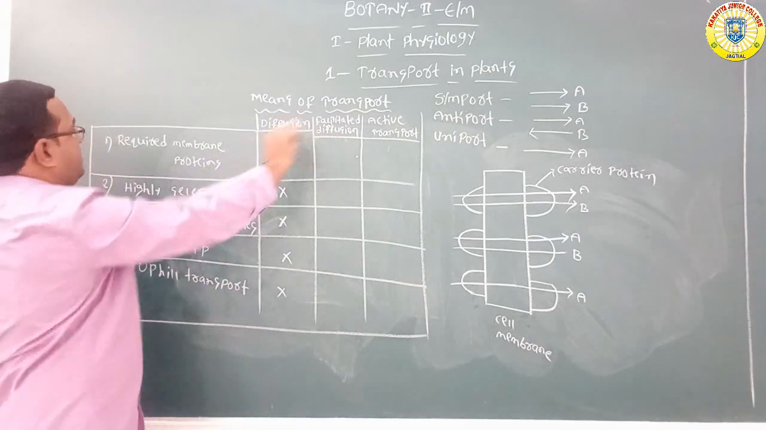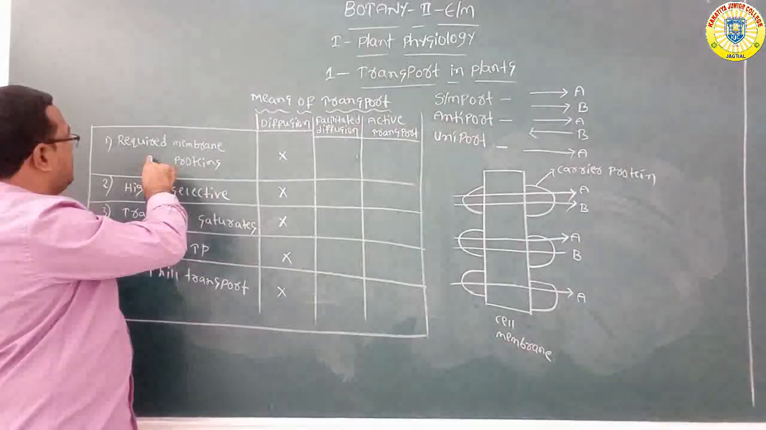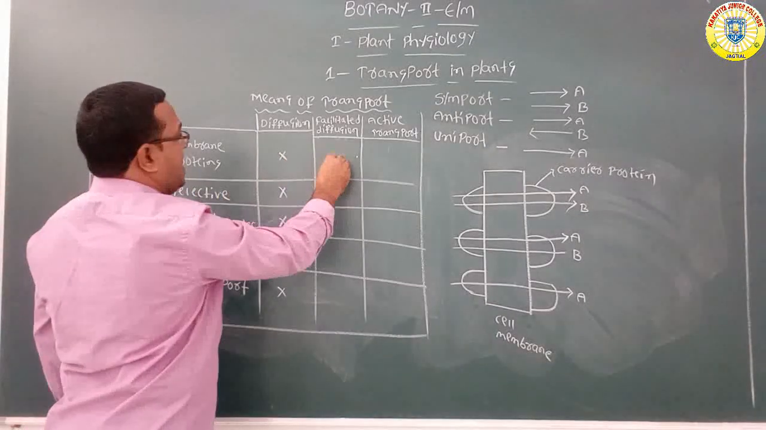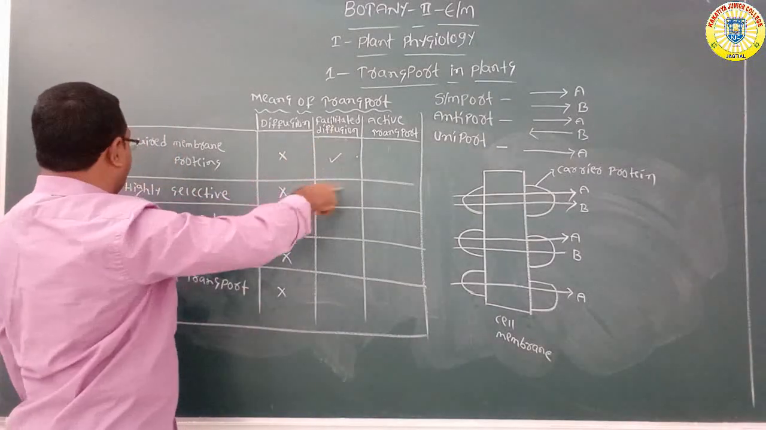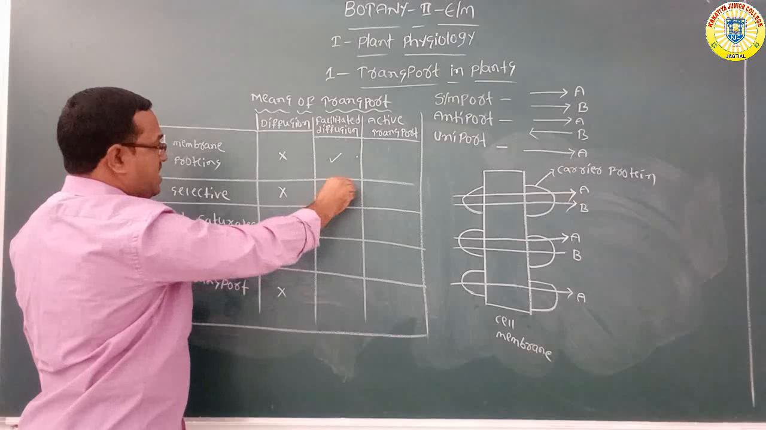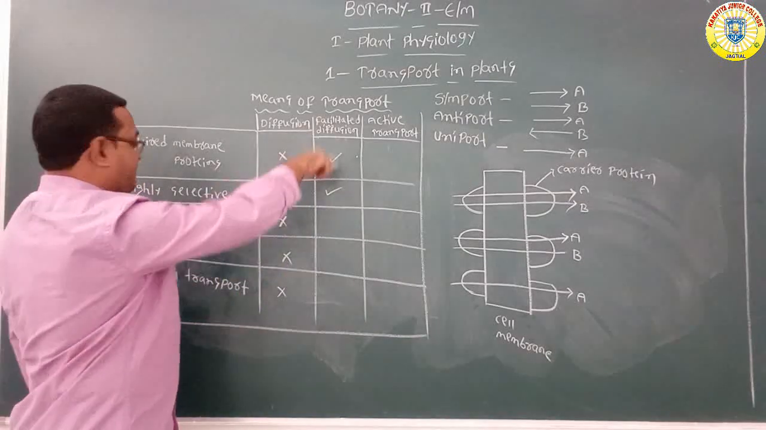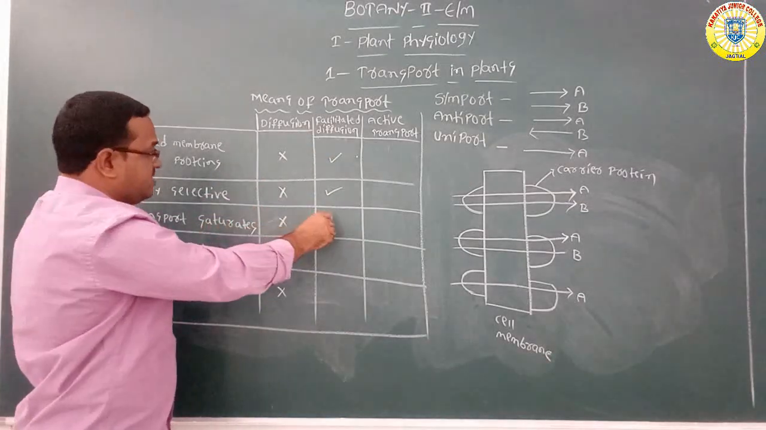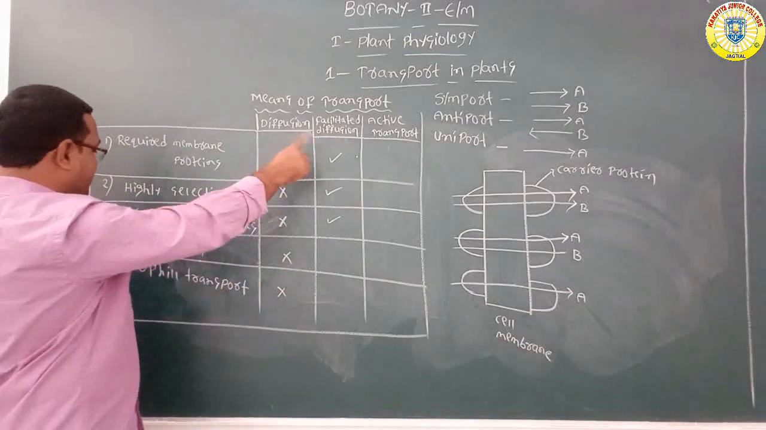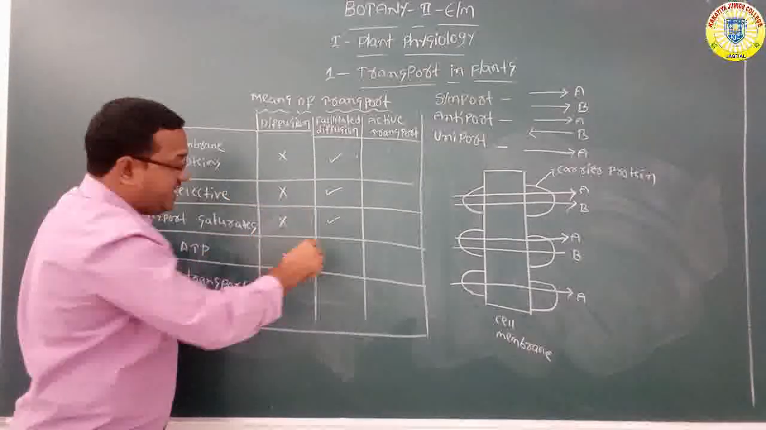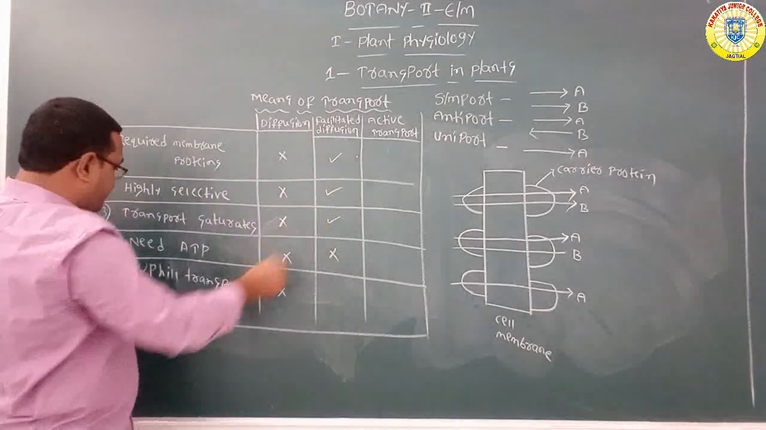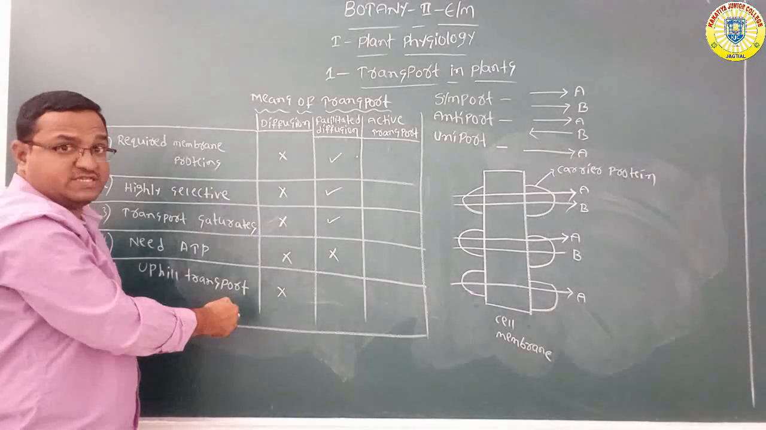In facilitated diffusion, you can see the first character, required membrane proteins, yes. Highly selective, yes. Transport is saturated, yes. Need ATP, no need of ATP. Uphill transport is carried out, no.